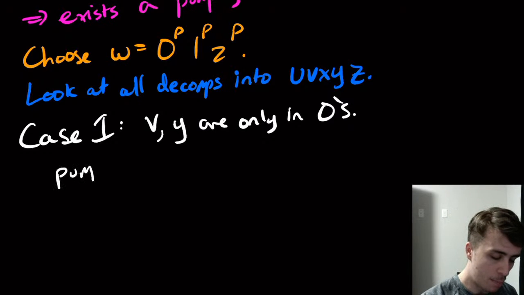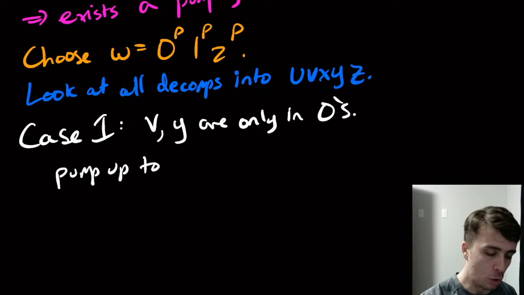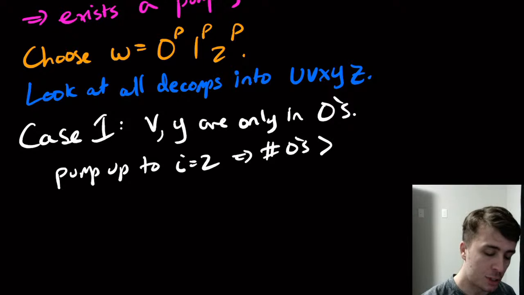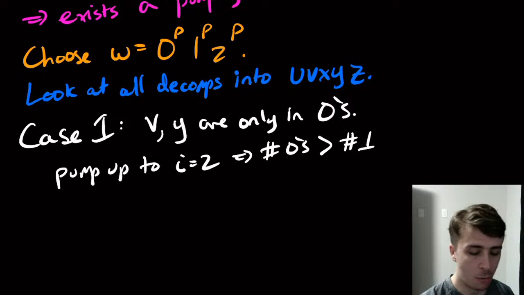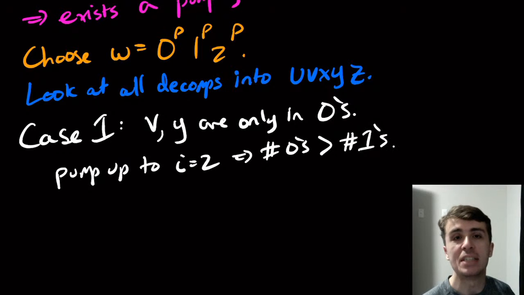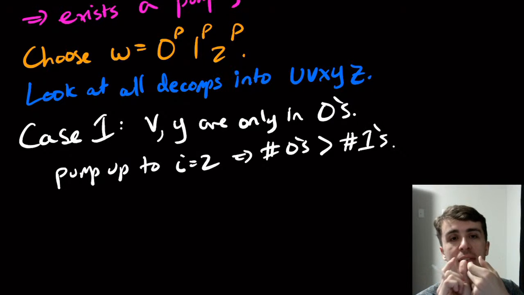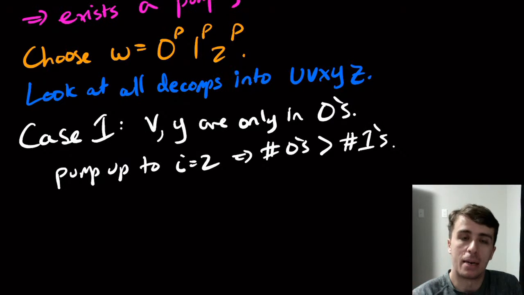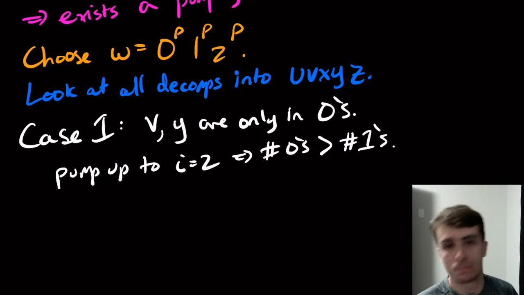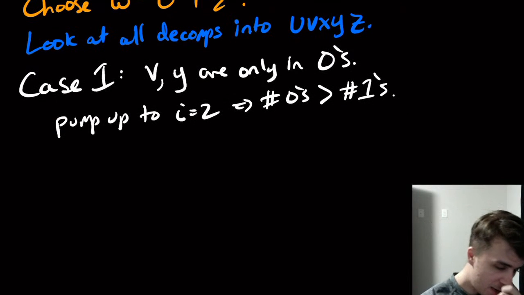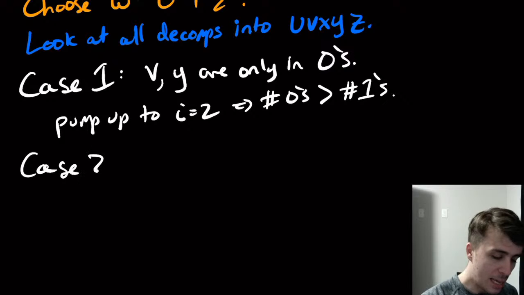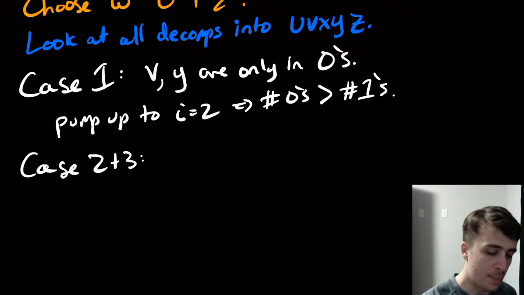So if we pump up to i equal to 2, then this will cause the number of zeros to be strictly bigger than the number of 1s. And that's enough to show that it's not in the language anymore, because to be in the language, you have to have exactly the same number. And the number of zeros is bigger than the number of 1s. And that's enough.